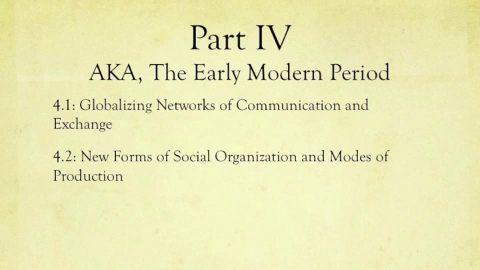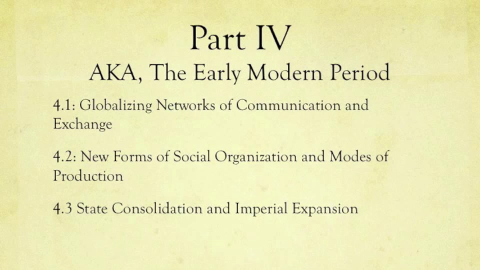4.2 is new forms of social organization and modes of production. And that's talking about how in the early modern period we had some changes in the way that society was organized. We had some changes in the way that things were produced. Not necessarily big changes, but some new ways to do those things.